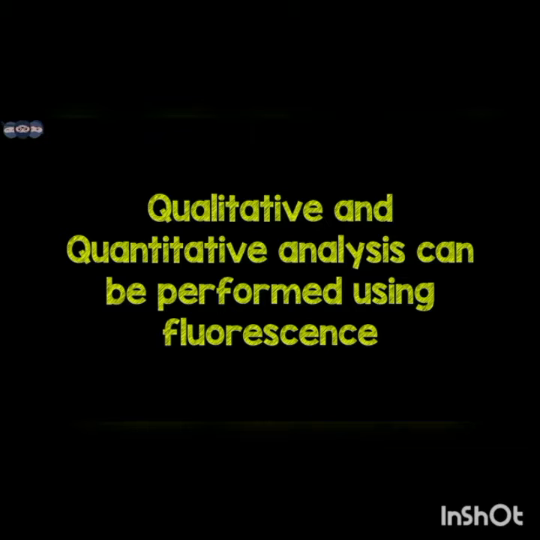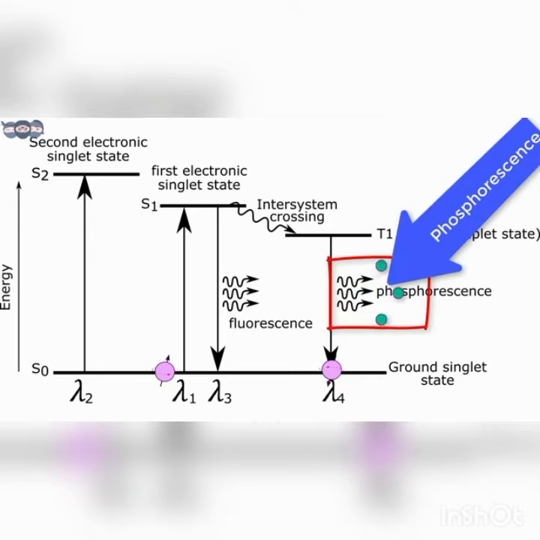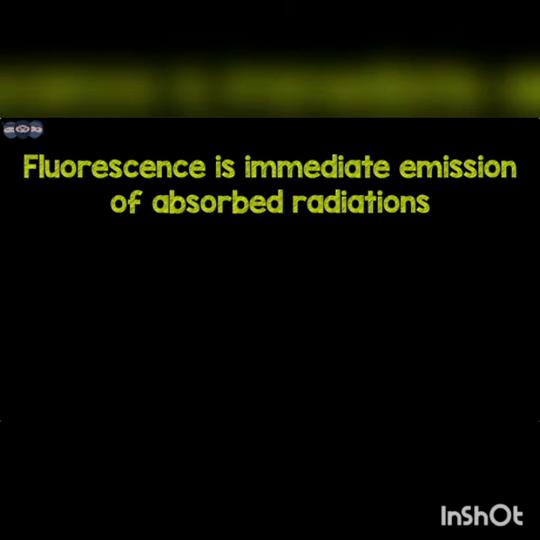Sometimes the electron, instead of going from the first electronic singlet state to the ground state, goes to the first electronic triplet state. It stays there for some time and then comes to the ground state, with the transition in the form of emission. This phenomenon is called phosphorescence. Phosphorescence helps in the analysis of the analyte. Fluorescence is immediate emission of absorbed radiation, and phosphorescence is delayed emission of absorbed radiation.